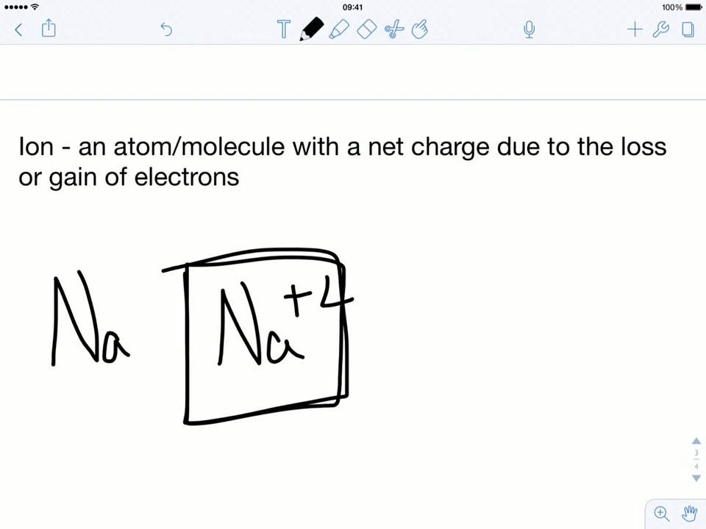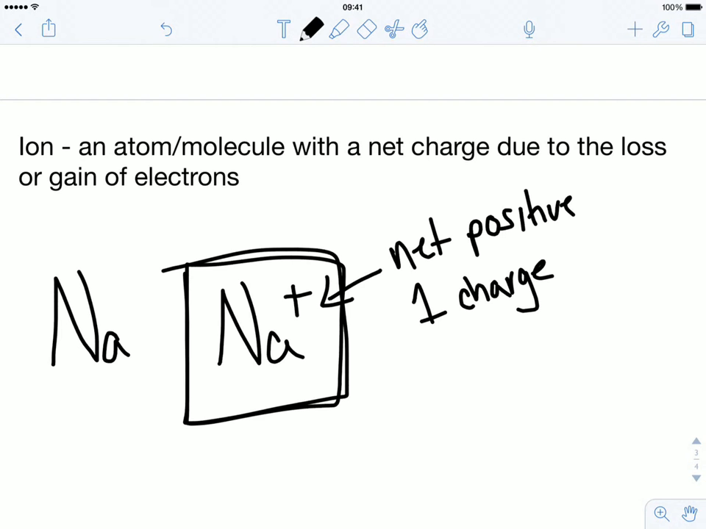Now, this positive sign right here means that sodium has a net positive charge of 1. So if this sodium over here had the same number of electrons and protons, but now it's positively charged by 1, what does that mean? What had to have happened to cause that? What happened is that sodium lost 1 electron, right? Because electrons are negatively charged.